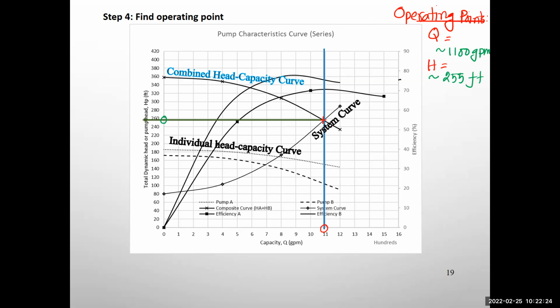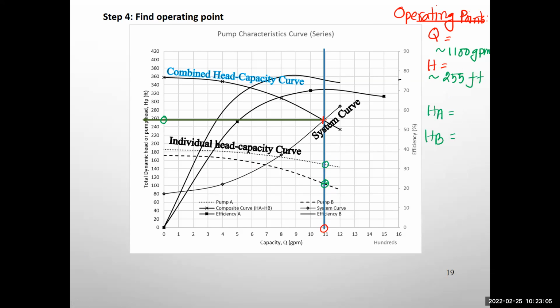Is there any way? Where they pass the line? Like this one? Yes, ma'am. And this one? Yes, that's the way, because Q is same, you can see that, but we need to find how much pump A is contributing, how much pump B is contributing. And you can get that value from these two green circles. Okay. Now, can you find these two values, these two green circles? What is the pump head A and what is the pump head B at operating discharge?